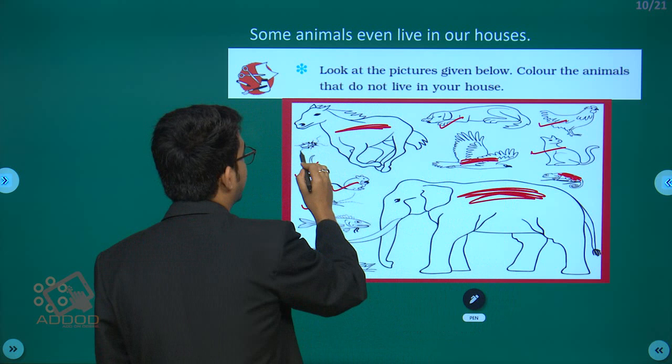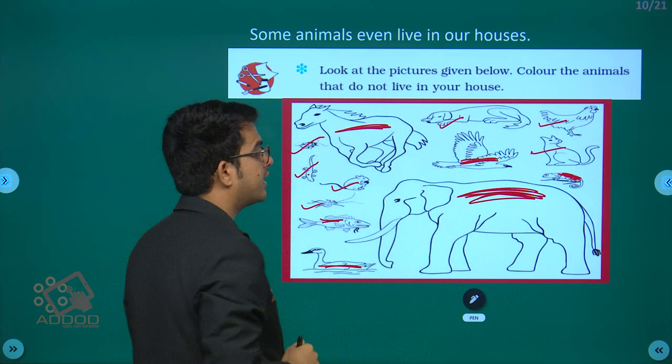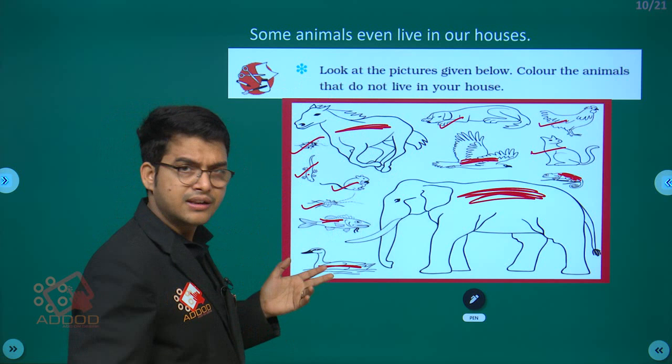Cockroach also lives in our house. Fish also lives in water. Swan or duck also doesn't live. You can put the color. Or if you have these animals in your house, according to you, just make a list.